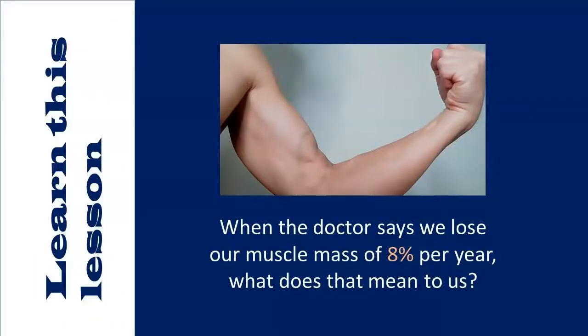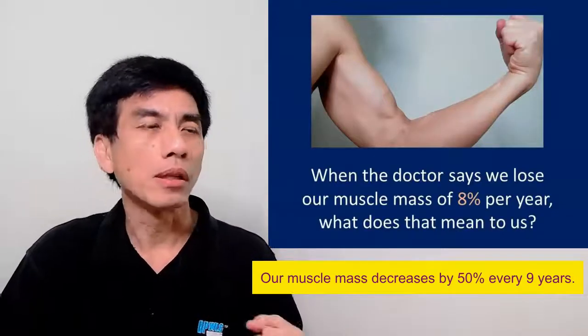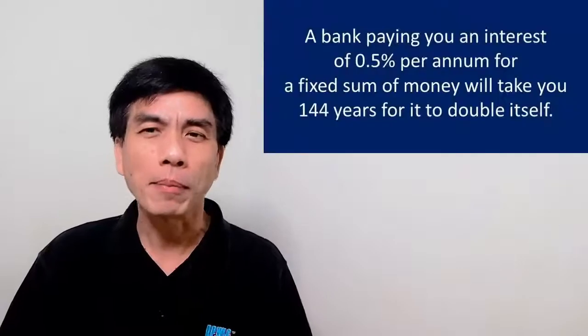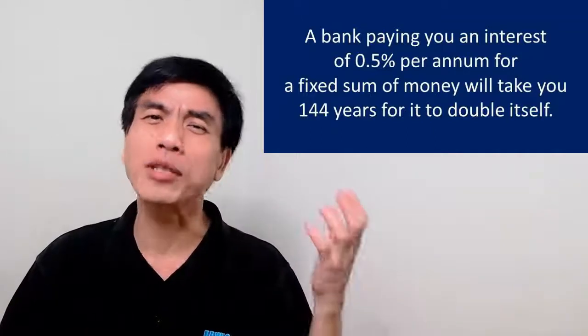In fact, it can be used anywhere else. For example, somebody tells you our muscle mass decreases 8% per annum. So it means that every 9 passing years, our muscle mass will halve, and that is why when a person comes to around the age of 70, they start to have weaker muscles. Now similarly, let's say a bank pays you just 0.5% per year. That means it will take you 144 years for your bank account to double itself.